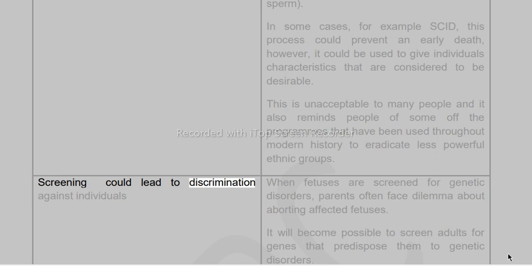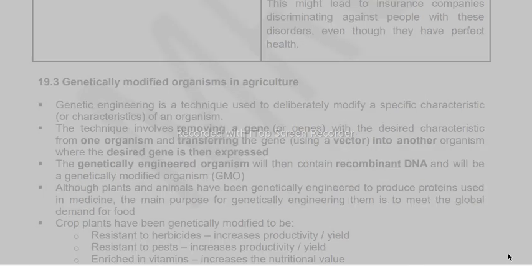Screening could lead to discrimination against individuals. When fetuses are screened for genetic disorders, parents often face a dilemma about aborting affected fetuses. It will become possible to screen adults for genes that predispose them to genetic disorders. This might lead to insurance companies discriminating against people with these disorders, even though they have perfect health.